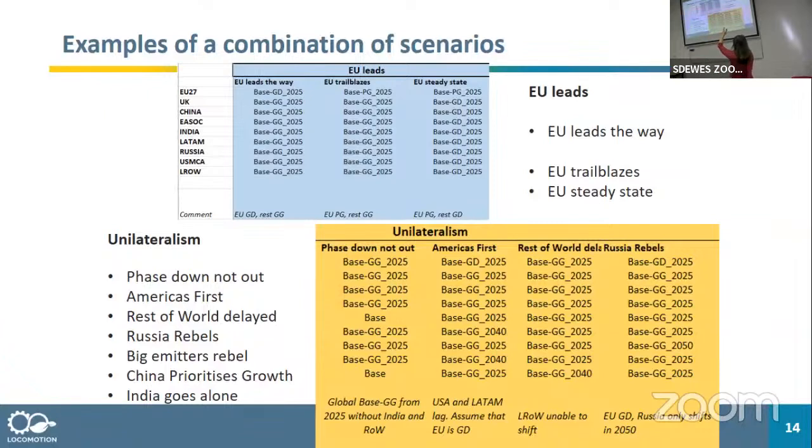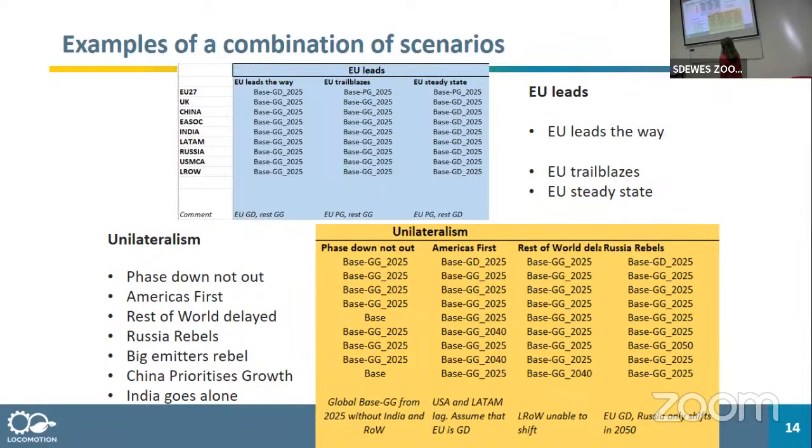Also, out of these EU leads group scenarios, we might consider this EU as a pioneer, meaning that we will assume that in the year 2025, EU will go post-growth, while the rest of the regions will go green growth. And the last one, EU steady state, we assume that EU in 2025 will go post-growth, while the rest of the regions will go Green Deal, all of them in the year 2025.